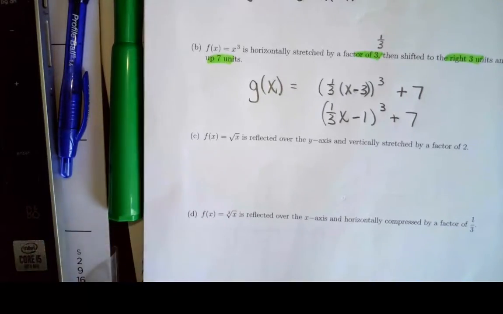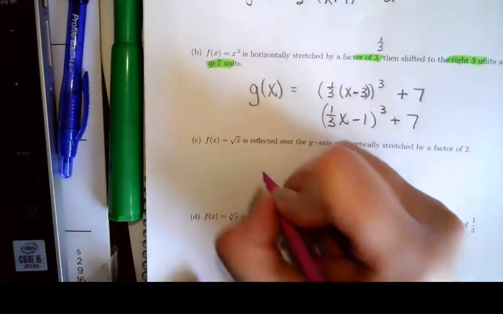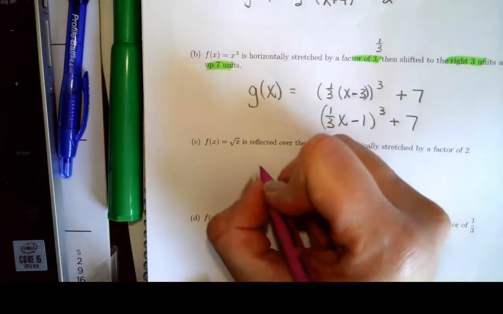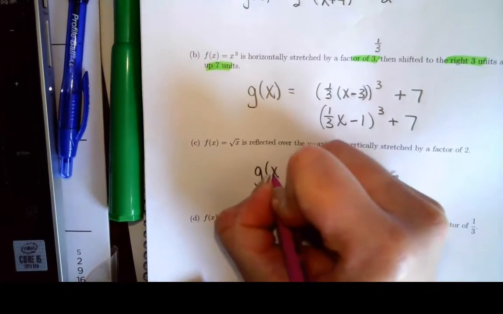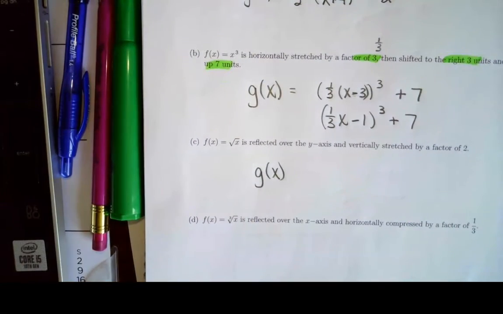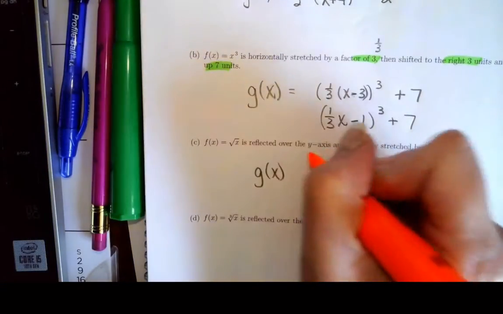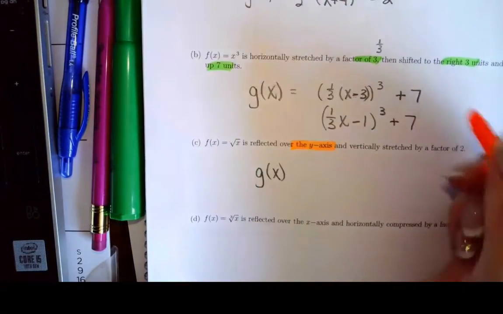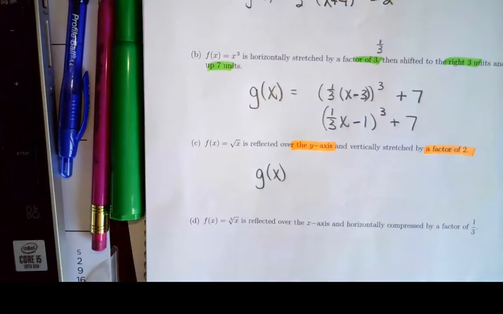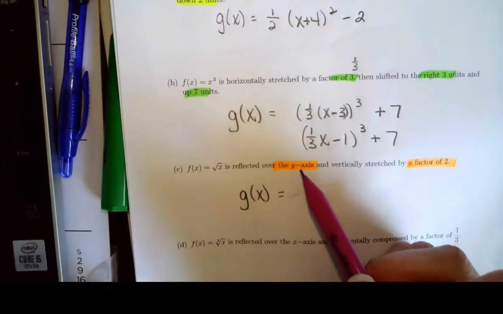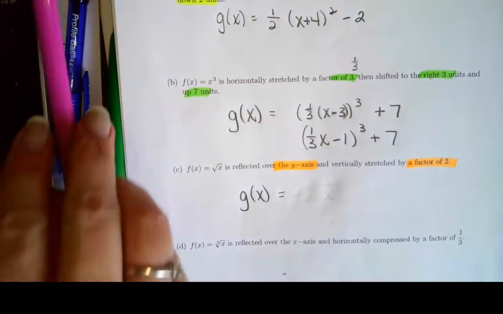So let's try this again. All right, so I've got g of x, and I would like to count how many things I am doing. So I'm going to reflect this across the y-axis, and I'm going to vertically stretch it by a factor of 2. So notice that on a y-axis reflection, be very, very careful.